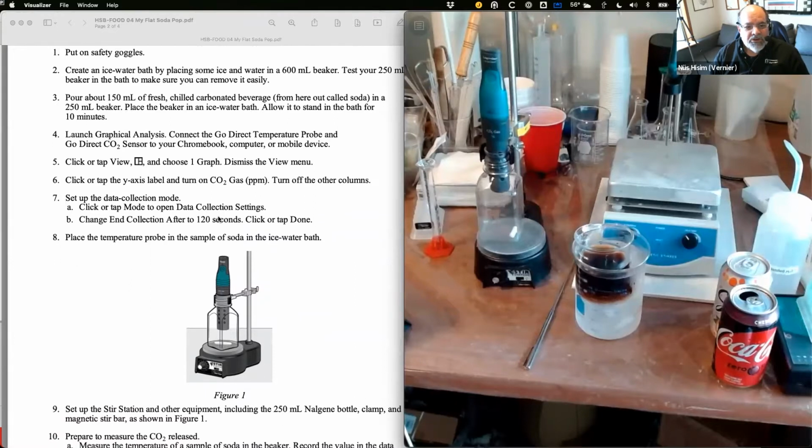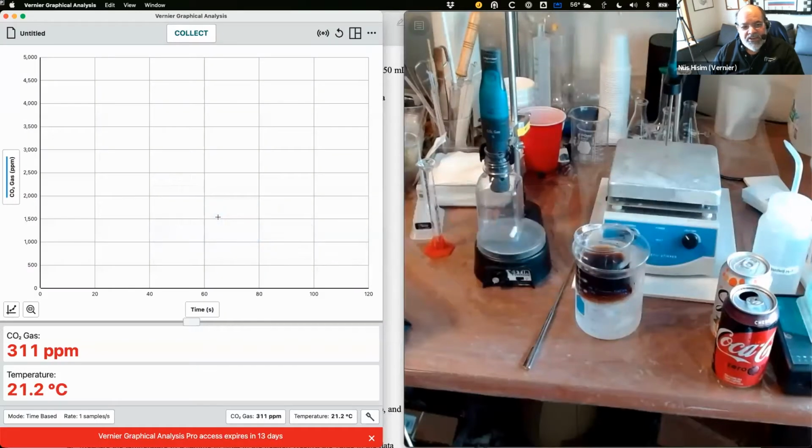What I'm going to do is set up Graphical Analysis the way that it says, which I did in advance to save a couple minutes. So I changed the time scale to 120, and I'm only showing the carbon dioxide graph. I just need the meter for the temperature.